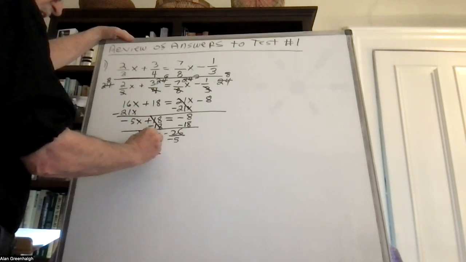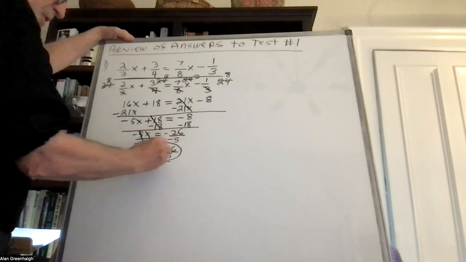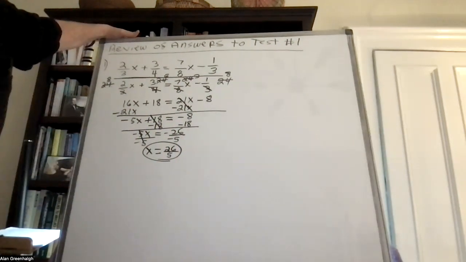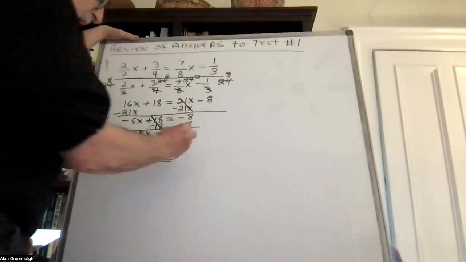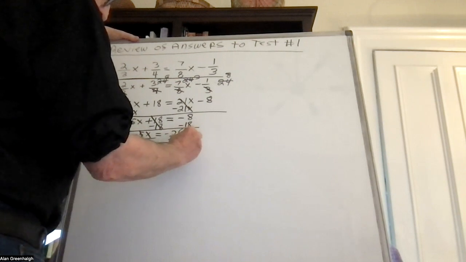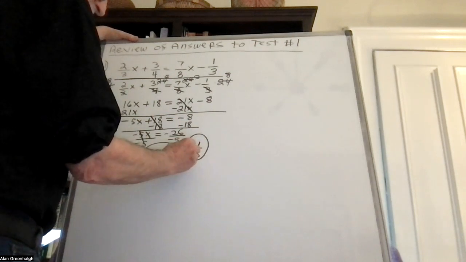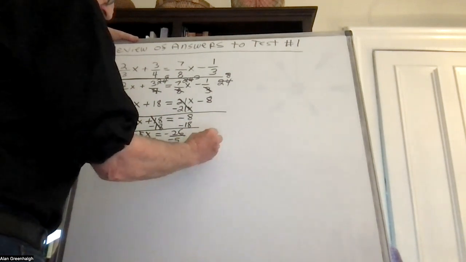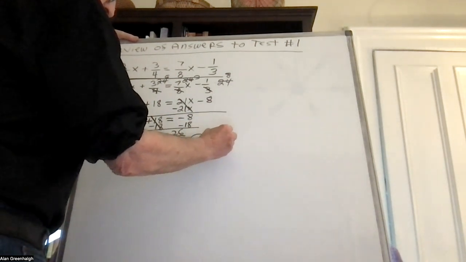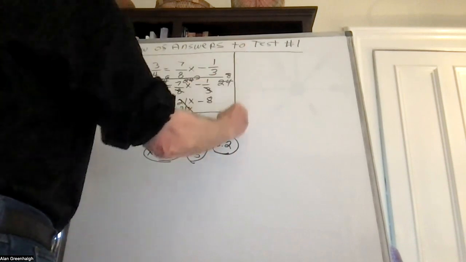And x is equal to, many students in the class left the answer like that, which I accepted for full credit. Some students went further, which was to state that this is equal to 5 1/5, which was the best answer in my opinion, and then some people had 5.2. So these are the 3 possible acceptable answers to that problem.